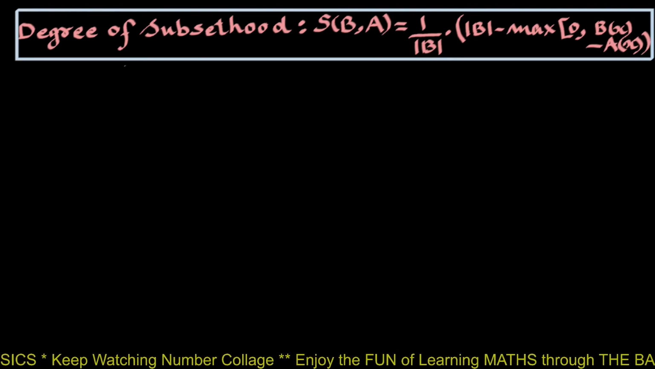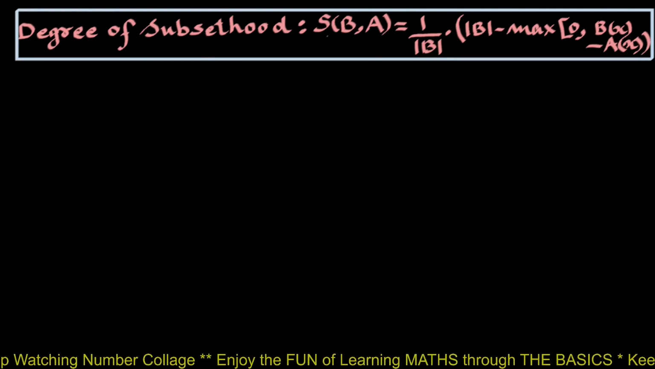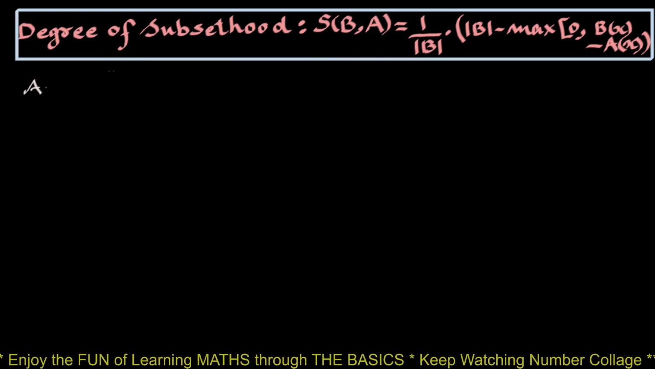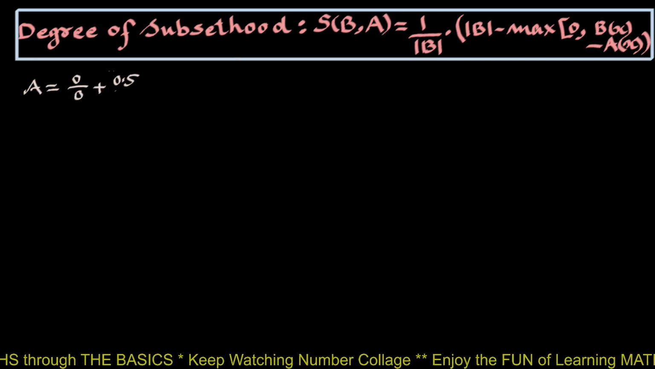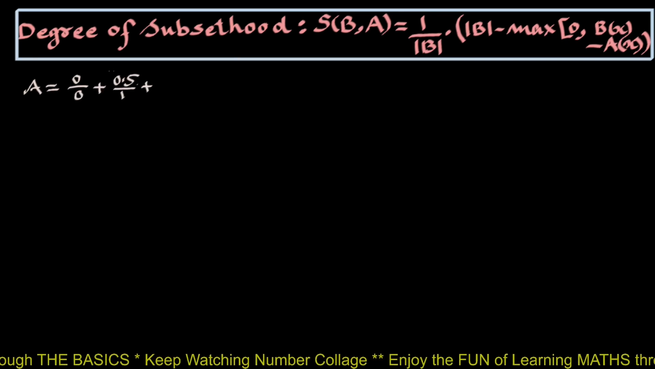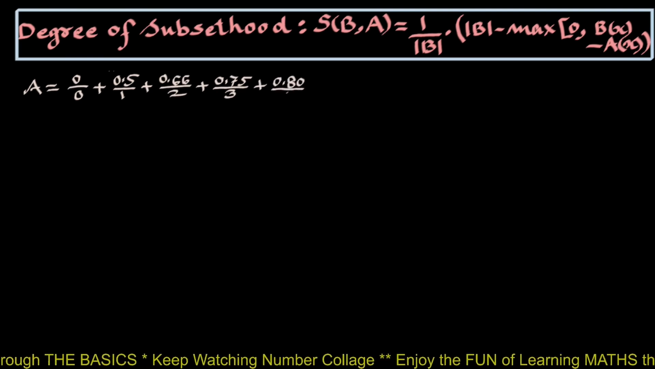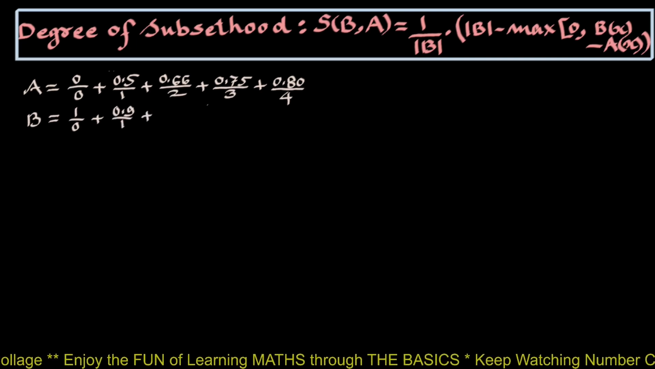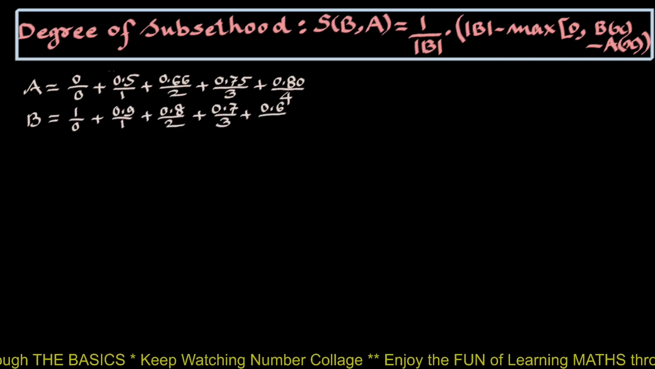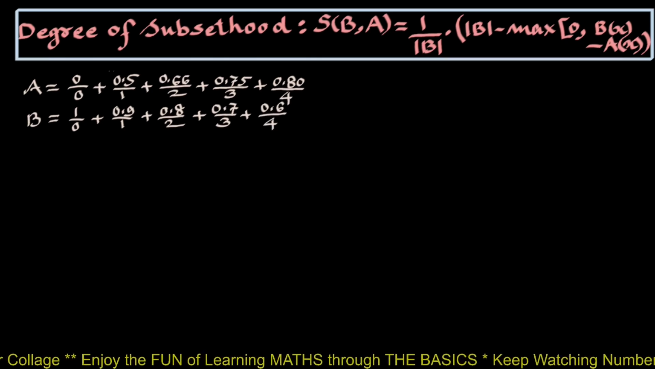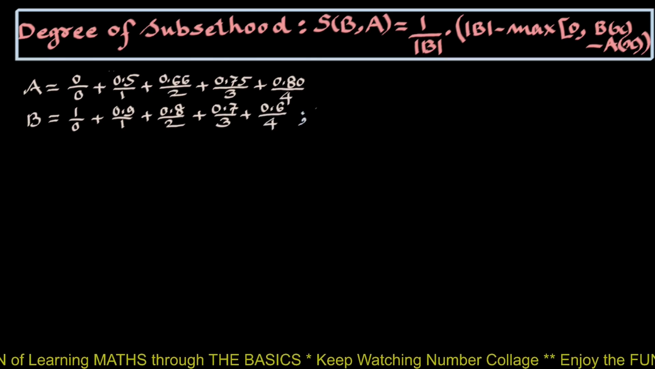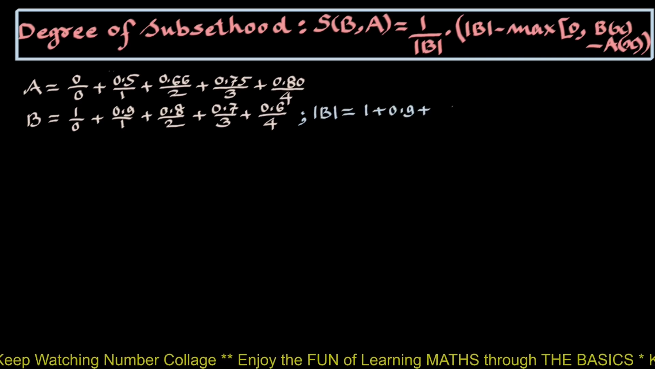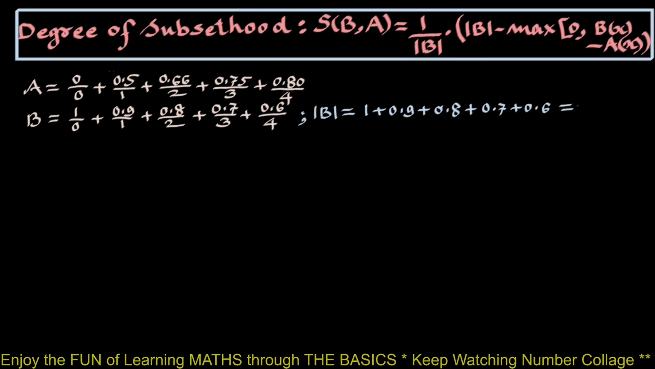We have to find degree of subsethood S B in A for two given sets. Set A is 0 upon 0 plus 0.5 upon 1 plus etc. plus 0.8 upon 4. Set B is 1 upon 0 plus 0.9 upon 1 plus etc. plus 0.6 upon 4. From the formula above, we have to find out scalar cardinality of B, which will be 1 plus 0.9 plus etc. plus 0.6, which is 4.